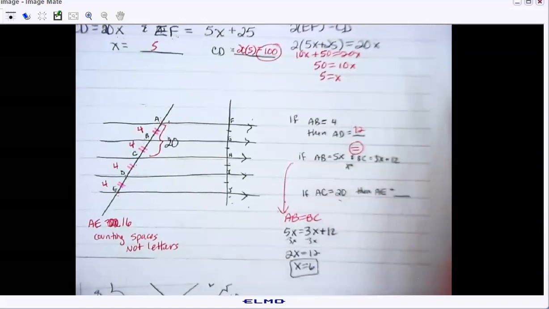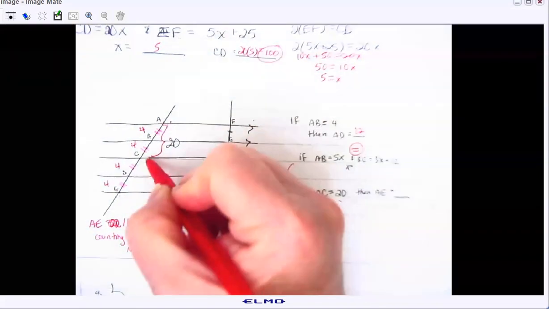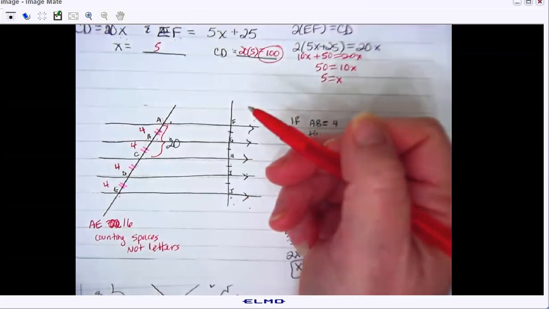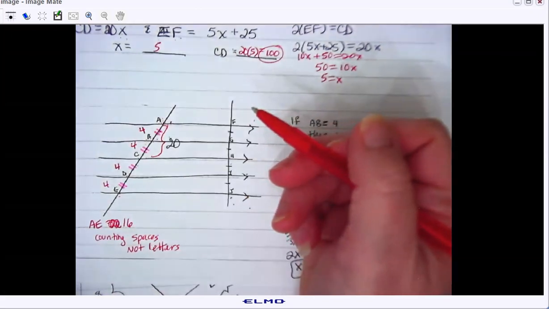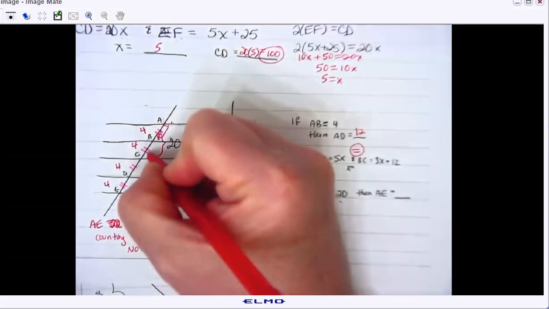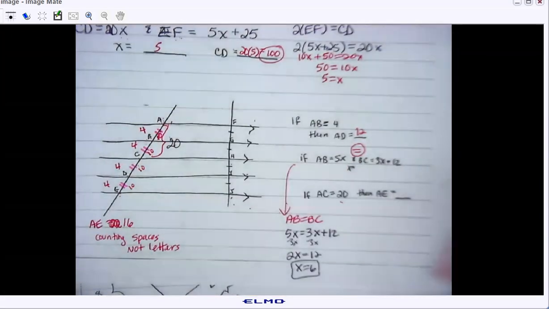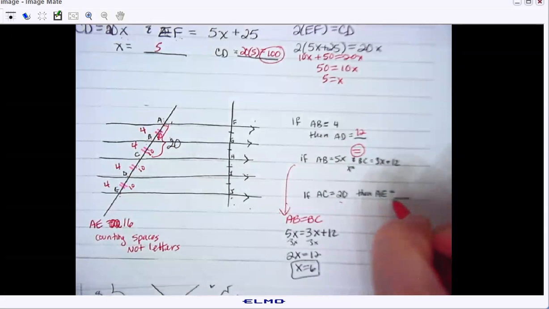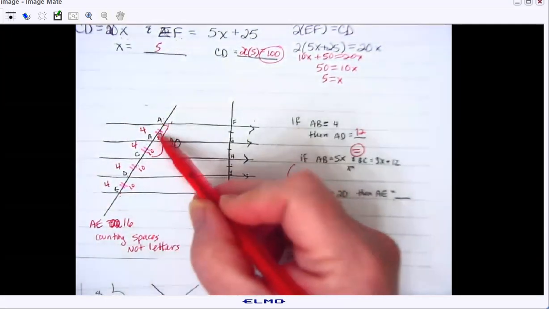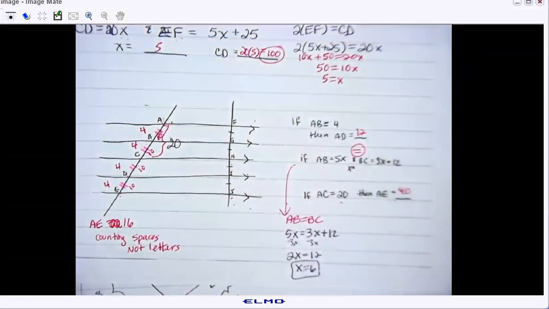So let's do it this way. If AC is 20, how big is it from A to B then? Someone just say it. 10. Okay. So from here to here is 10, from here to here is 10, here to here is 10, there to there is 10. So if I'm looking for the distance from A to E, I go 10, 20, 30, 40. Done. So it's 40.